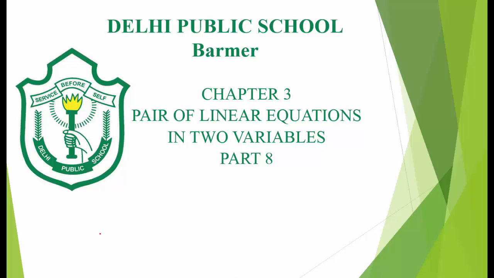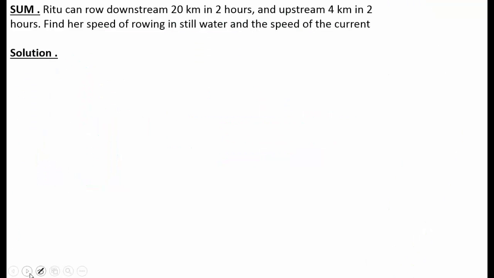Now today we will discuss word problem of our last exercise, that is 3.6, and first problem is based on the swimming, or we can say boat and stream based question. First question is Ritu can row downstream 20 km in 2 hours and upstream 4 km in 2 hours. Find her speed of rowing in still water and the speed of current.